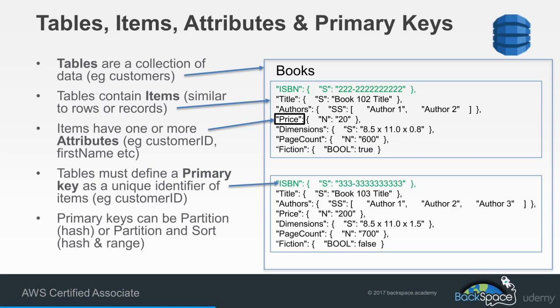Now, primary keys can be just one, as in a partition or hash key, or they can be partition and sort, so a hash and range. So there are two types of primary keys that you can use in your tables.